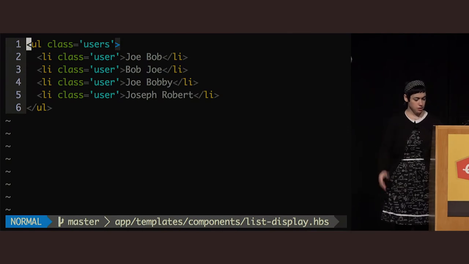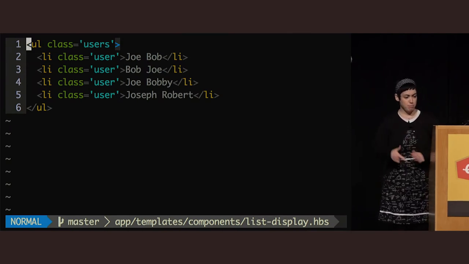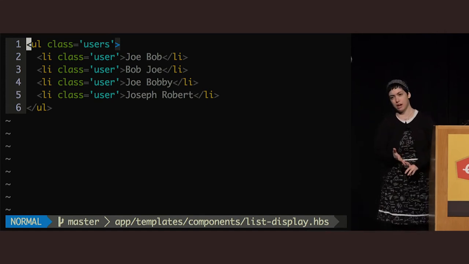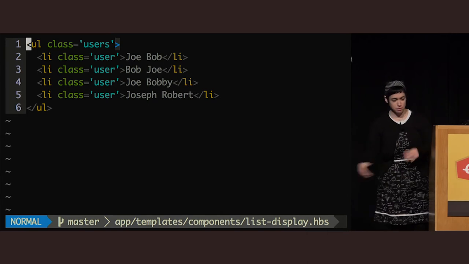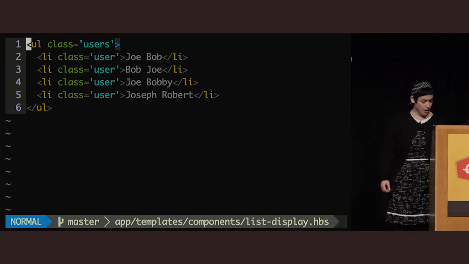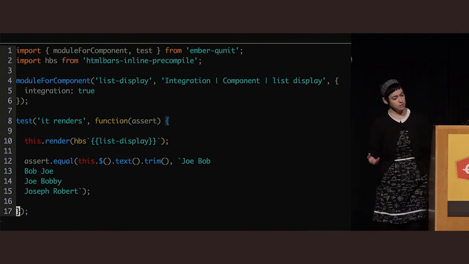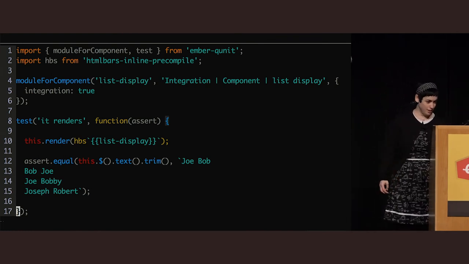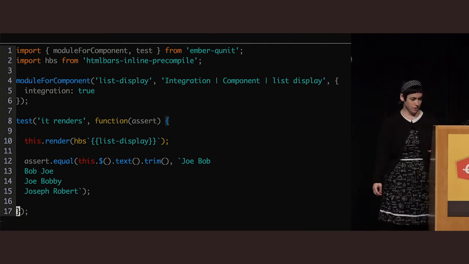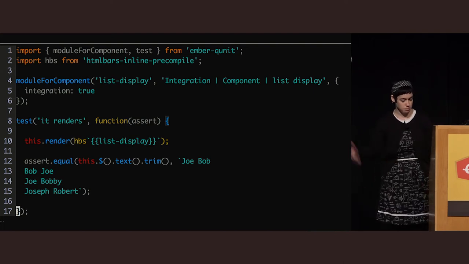So we have this little component. It's just a list of dudes. Joe Bob, Bob Joe, Joe Bobby, Joseph Robert. For some reason, these guys are really important, and we want their names all over our app. So we made this little component called list display. And then we're just testing that when it renders, they are there. So it's pretty simple, this.render, list display, and then you see the assertion that when we trim all the text, we get what we expect.